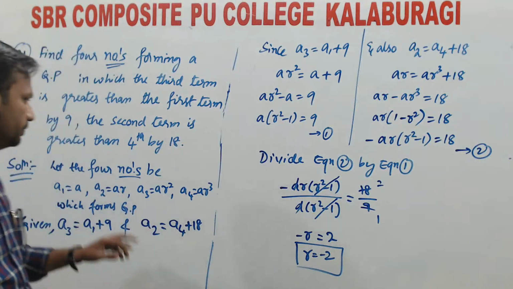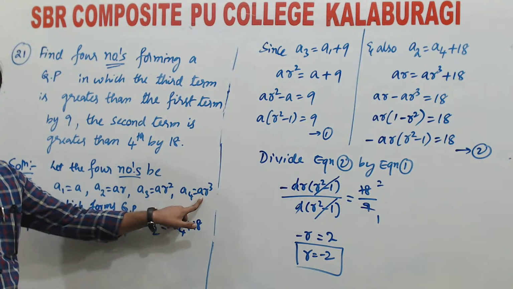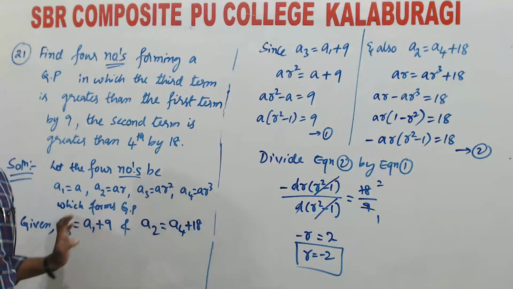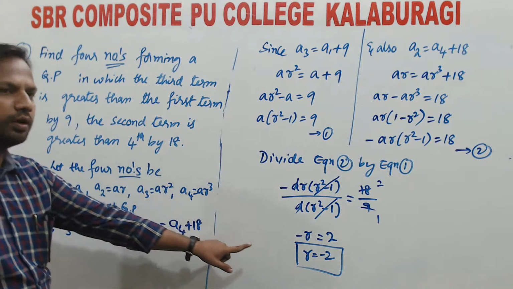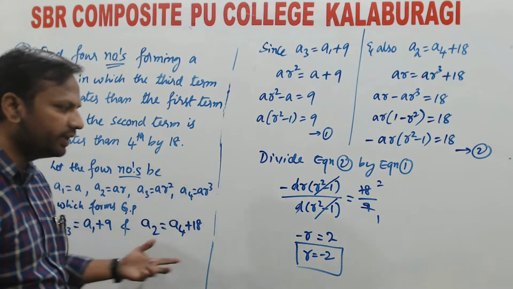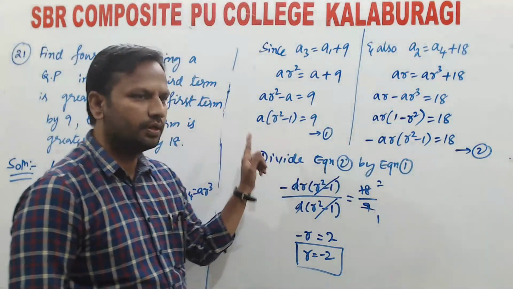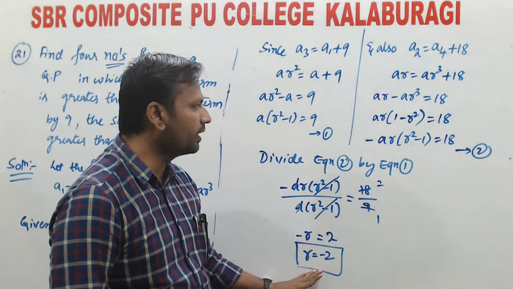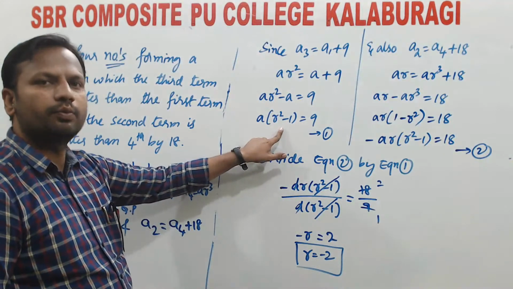You got the r value. To find the first 4 terms, only r is not enough; it is not possible to get 4 terms there. I have to get the a value also. r we got. Now let us find the a value. How do we find the a value? Just simply substitute r equal to minus 2 in any one of the equations, either in equation 1 or in 2. So substitute r equal to minus 2 in equation 1.